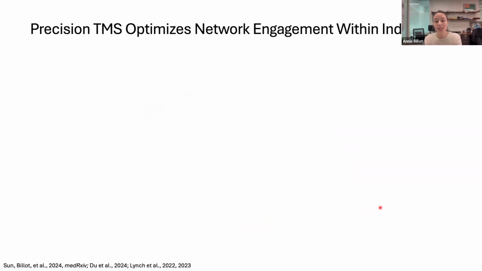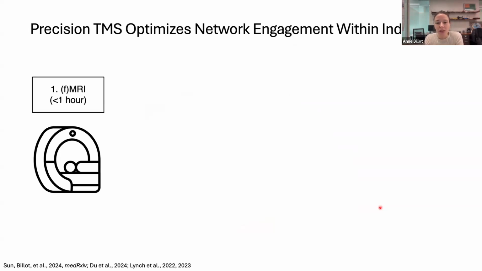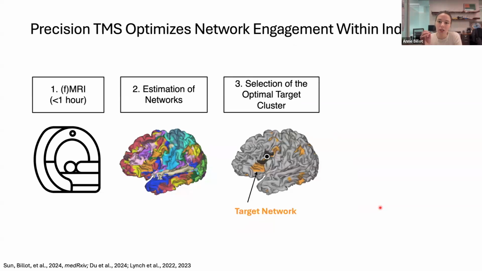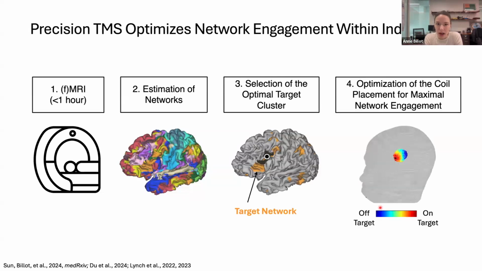We integrated this precision network mapping technique with a precision targeting pipeline developed by Lynch and colleagues that allows us to select the optimal target cluster for each individual within our network of interest. So that's the first step after estimating the networks, and then we perform electrical field optimization modeling to prescribe the best TMS coil placement that will maximally engage our target network. And this takes into account the geometry of the cortex because, of course, the intensity might also not be as high when it targets the surface of the cortex or when it targets a sulcus, for example.